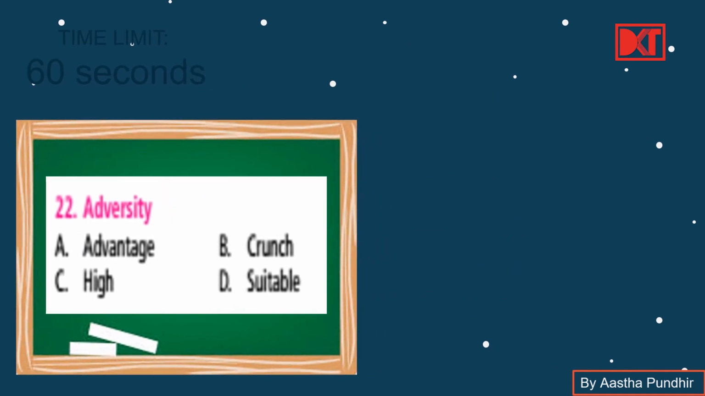Alright, the next word we have is adversity. The options are advantage, crunch, high and suitable. So here adversity is sort of a problem and the antonym could be advantage. Here crunch could also be a synonym of adversity. You're facing a financial crunch means facing a financial problem.